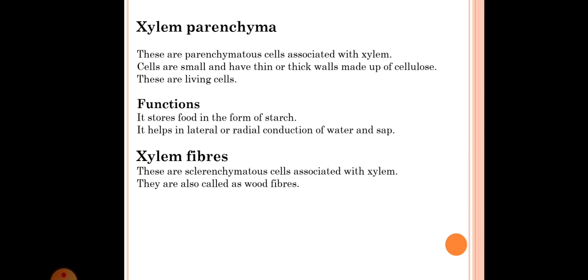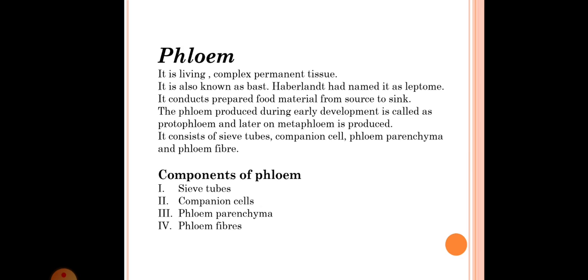The next component is xylem fiber. These are sclerenchymatous cells associated with xylem. They are also called wood fiber. The next is the phloem. It is a living, complex, permanent tissue. It is also known as bast.